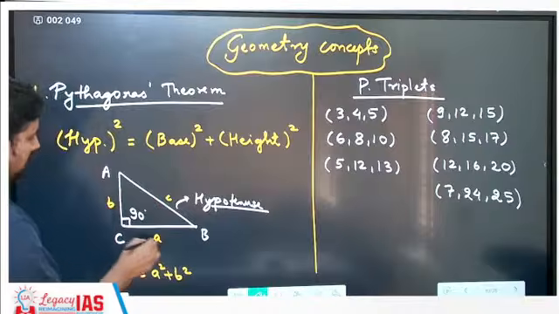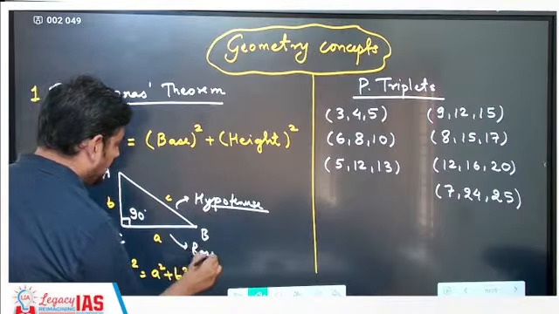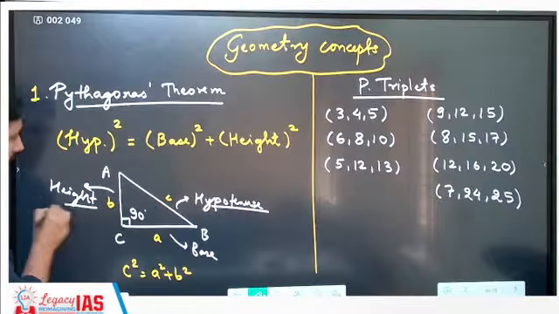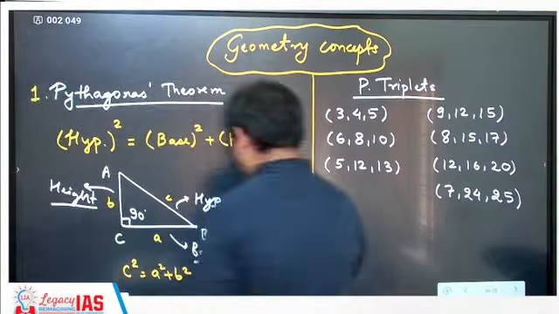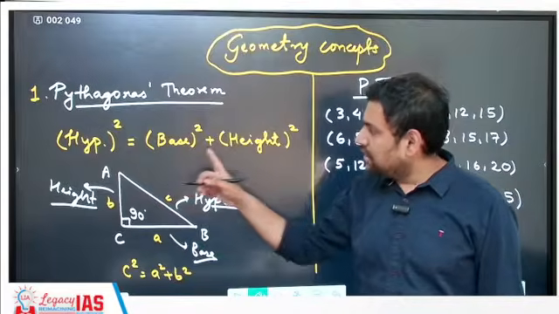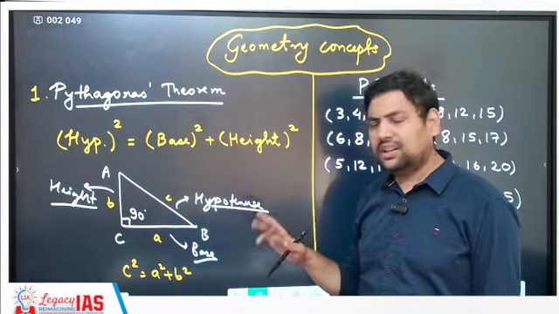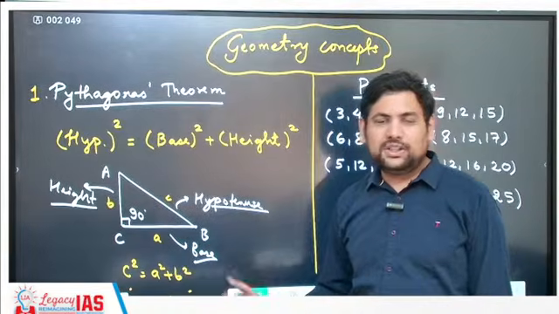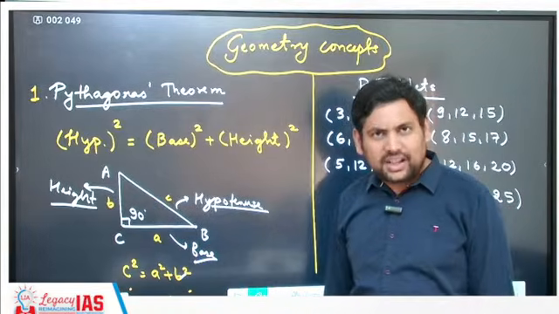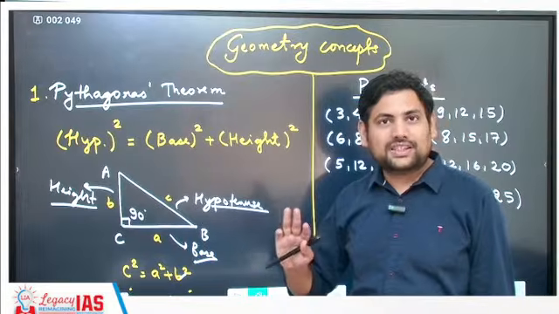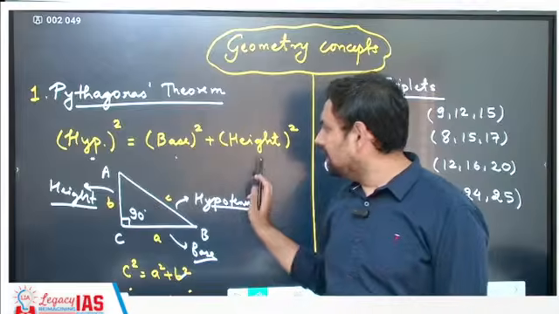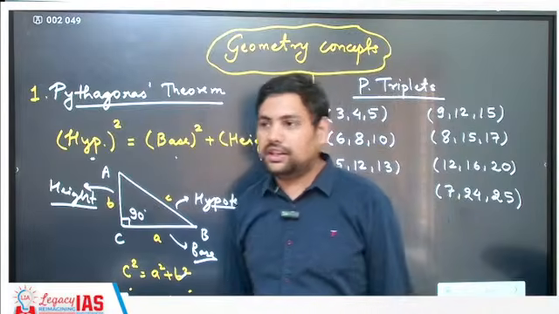Okay, this is called the base and this is called the height. So what is the Pythagoras theorem? Pythagoras theorem says hypotenuse square is equal to base square plus height square. From this diagram, it is c square equals a square plus b square, which you generally remember. Of course, ABC can be placed in different ways, so try to remember this: hypotenuse square is equal to base square plus height square.